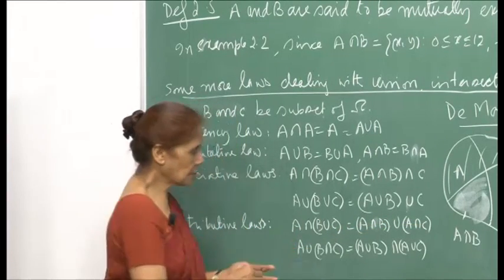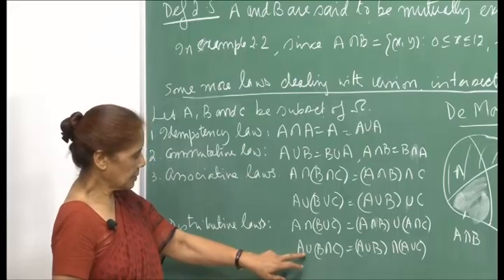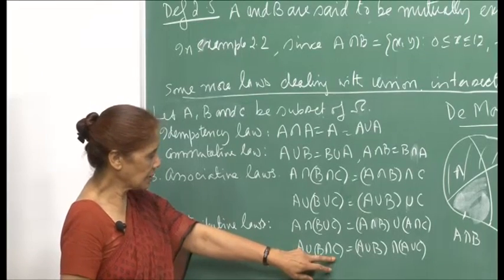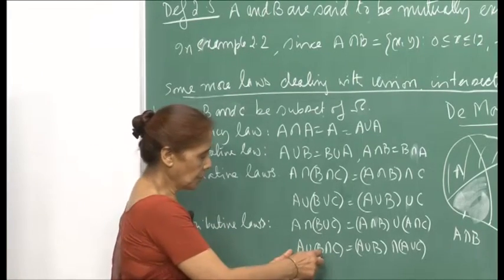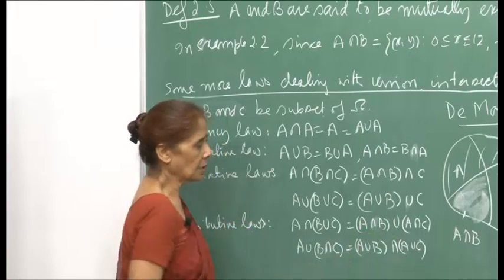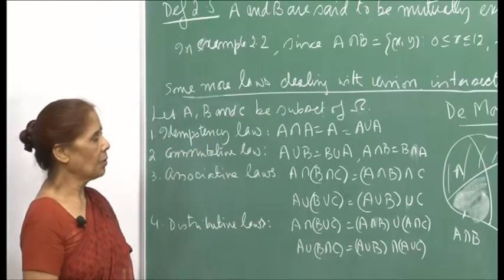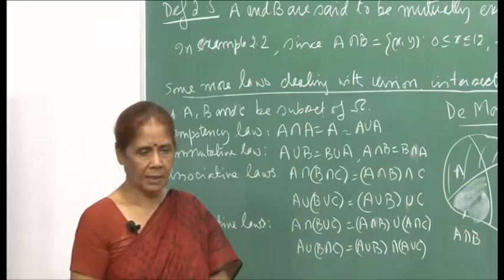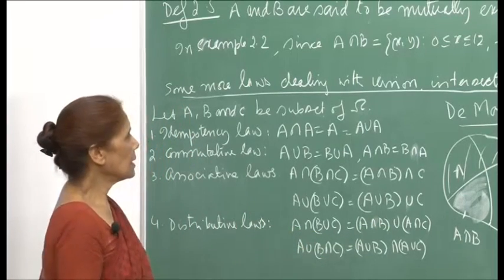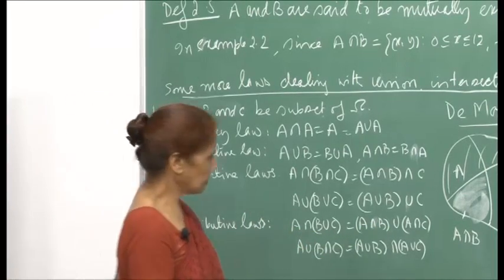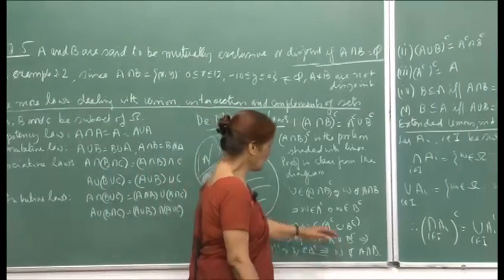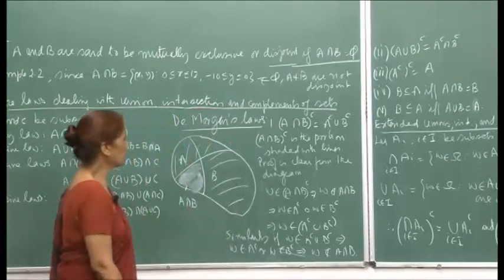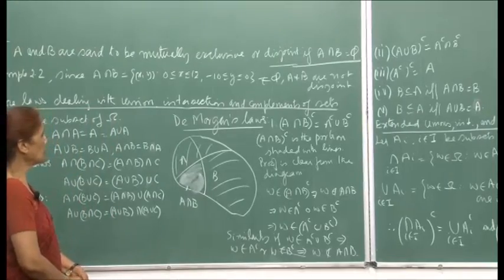So, A gets distributed, right? And similarly, A union B intersection C will give you A union B, then intersection A union C. So, these laws hold, and just for completeness' sake, I have written them down here. Then De Morgan's laws are also important, and we will be using them throughout, and therefore it is better to talk about them right now.